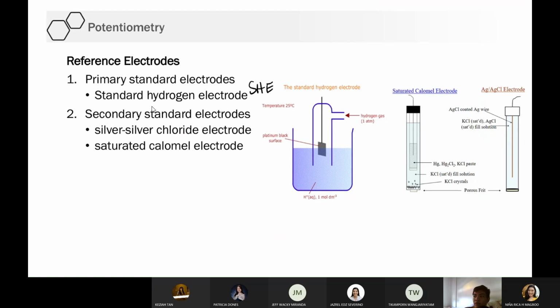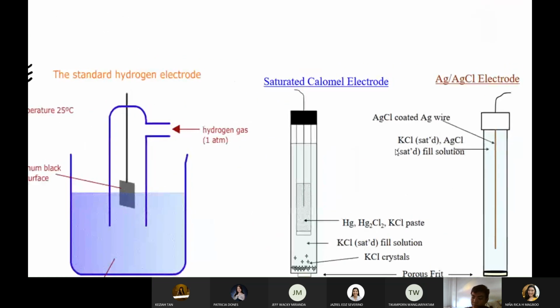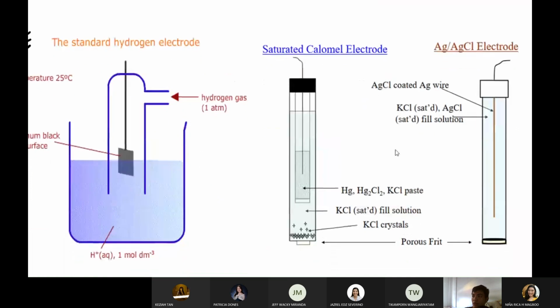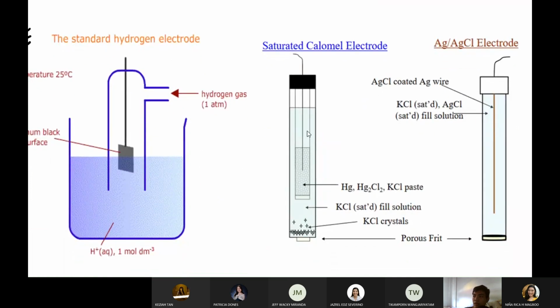The secondary standard electrode uses other electrodes, such as the calomel electrode. So basically, instead of having this setup, you have this setup in here. So this is how the standard calomel and the Ag/AgCl electrode looks like. Basically, for standard calomel, it uses mercury as an electrode. For Ag/AgCl, it uses silver as your electrode. Okay. So standard calomel electrode is actually an old electrode. This is a relatively older electrode than everything else. So that's why it uses mercury.